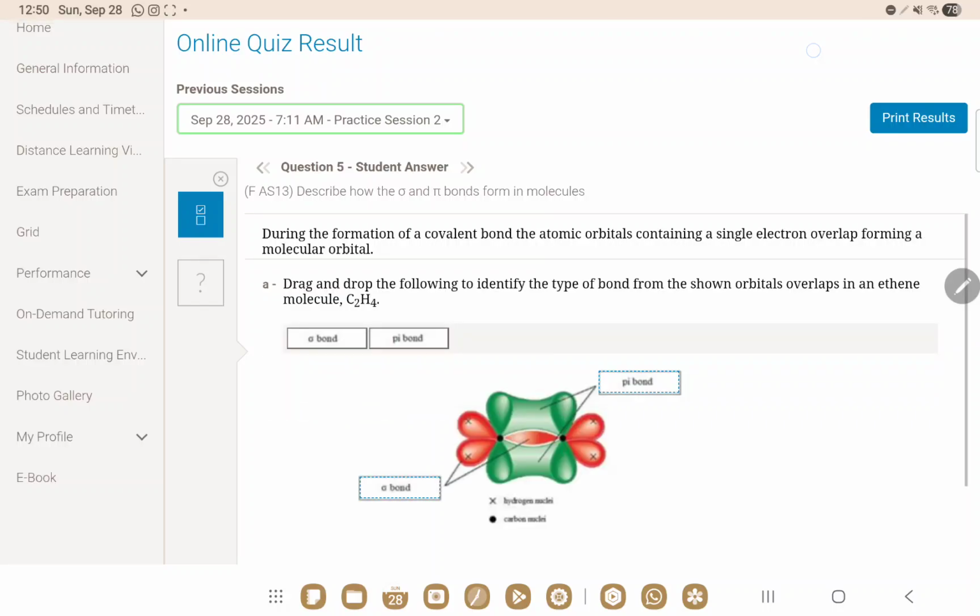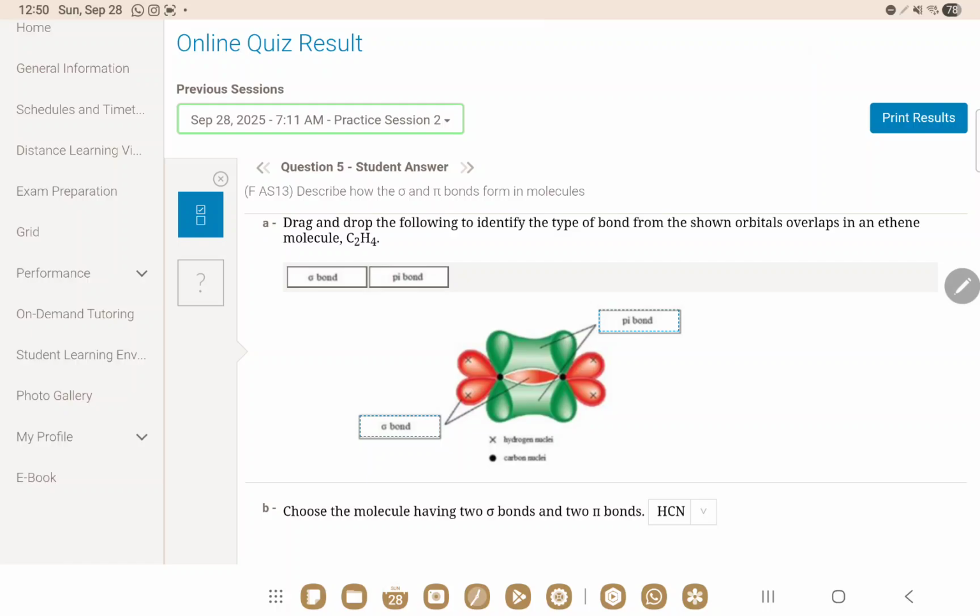Anytime it's between two atoms that are standing on top of each other, these are pi bonds. Anytime they are attracted to the nucleus or attracted horizontally, it's a sigma bond. Moving on.